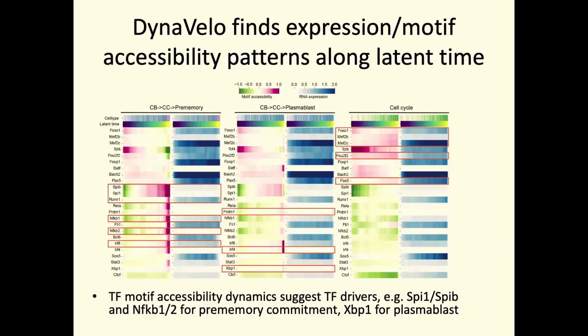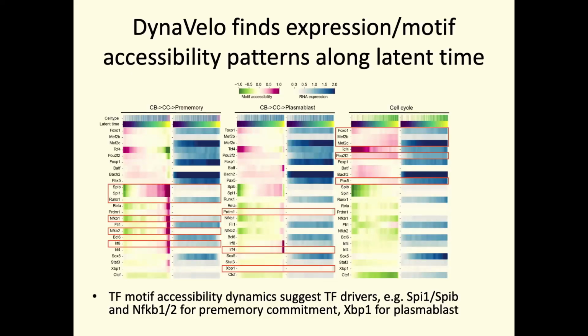Dynavelo, like other methods, you can order cells by pseudotime or latent time and start seeing patterns. I'm showing patterns only for transcription factors, and the main thing I want you to notice, because the slide is too complicated, is that you can see more dynamics in the transcription factor accessibility than you can see at the RNA level.